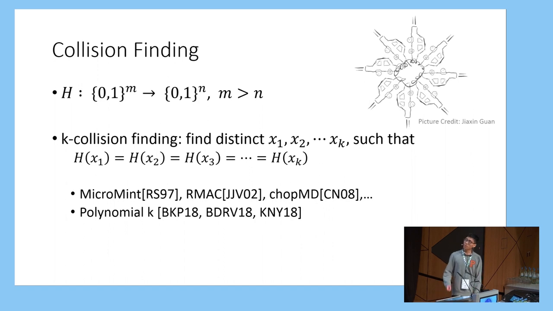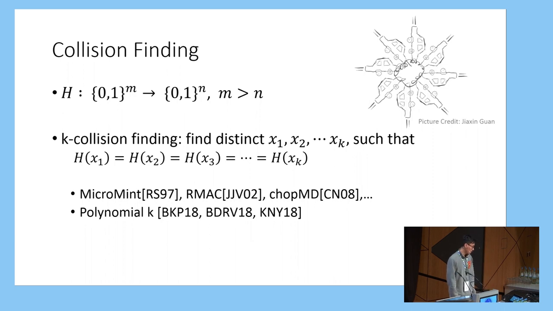And now, in our work, we focus on k-collision finding. This is a generalization of the two-collision finding problem, which is to find distinct x1 to xk that map to the same value. There are a lot of applications which require k-collision resistance, for example, building a micropayment system, Micromint, using four-collision resistance. And also, it's important to analyze the probability of finding multi-collisions in different hash functions.